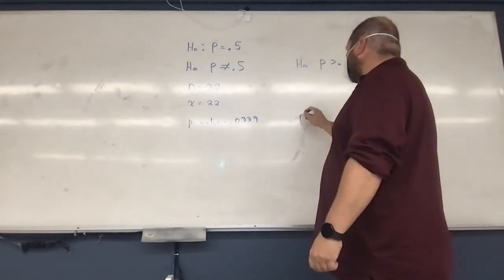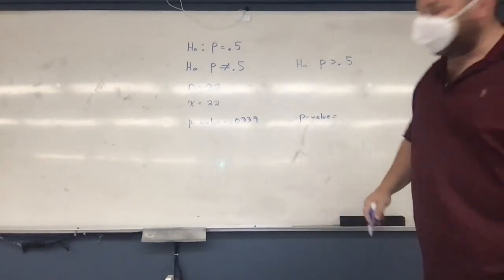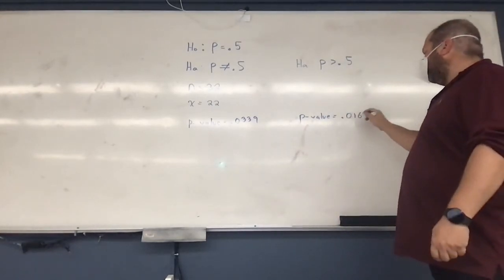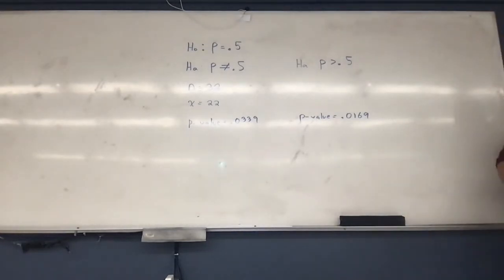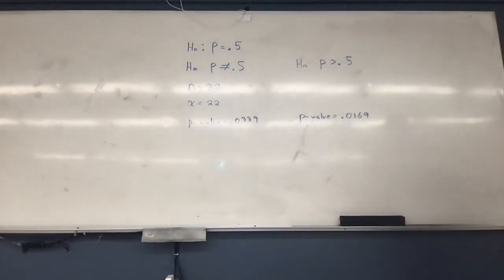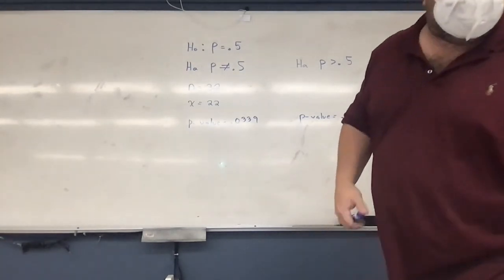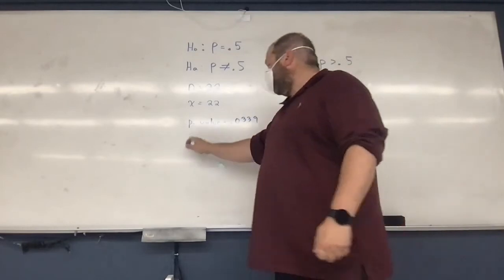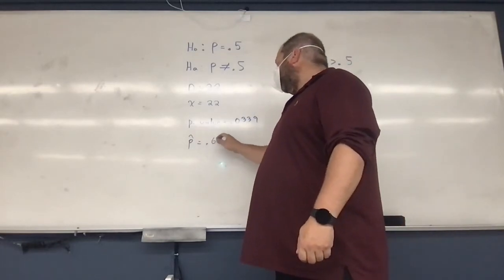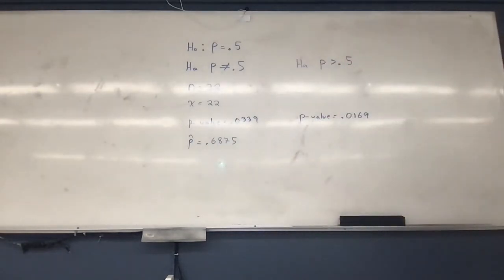Everything else is the same, so I'm just going to write the p-value here. What's the p-value? 0.0169. That's even smaller, which makes a lot of sense because our data was definitely skewed in that direction. Right, 22 over 32. What was our p-hat for 22 over 32? 0.6875, right? 69% of the people seem to like the first one more. So our data is certainly more in that direction, right?